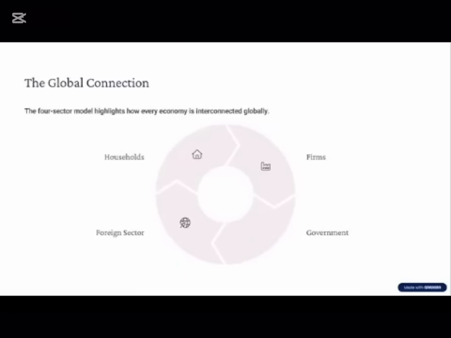This model explains why recessions happen, why government spending can boost growth, why saving too much can slow the economy, and why international trade matters. So, the next time you get a paycheck, save money in a bank, pay taxes, or buy an imported product, remember you are part of this incredible circular flow of income.